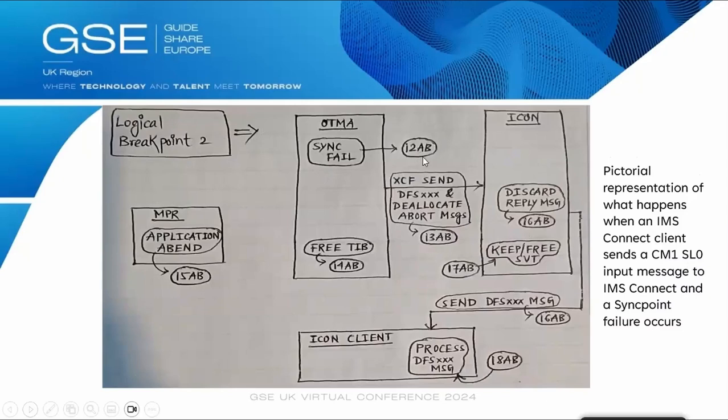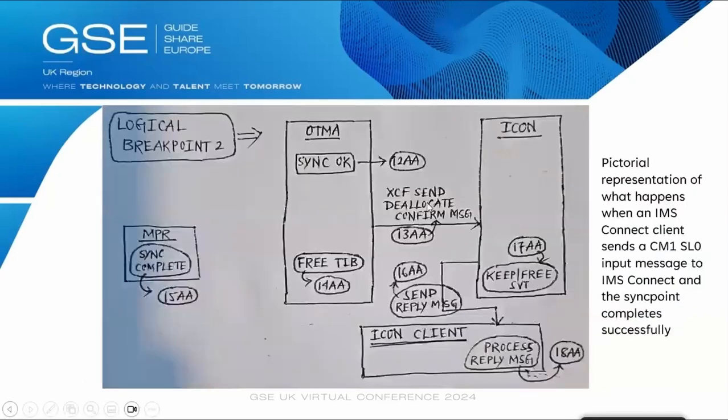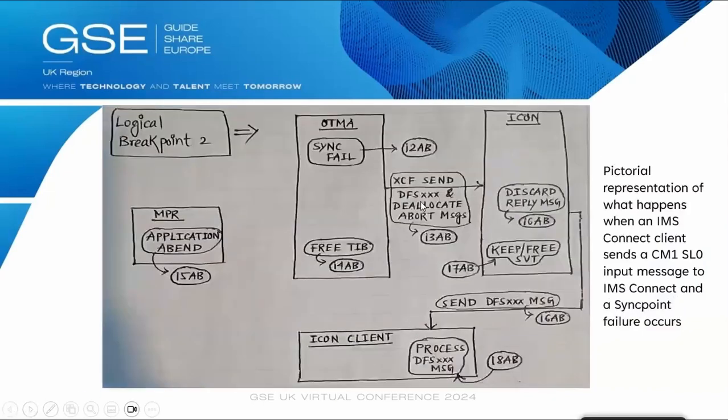Now 12AB, phase 1 sync point processing fails on the OTMA side of the house, right? And then under 13AB, since phase 1 sync point processing has failed, OTMA will process the sync point failure and it sends 2 messages, DFS XXX and deallocate abort message, right? So remember, in the previous case, in the case of the success, it was a deallocate confirm message. But in case of a failure, 2 messages will be sent by OTMA. One is DFS XXX message and the other one is a deallocate abort message.